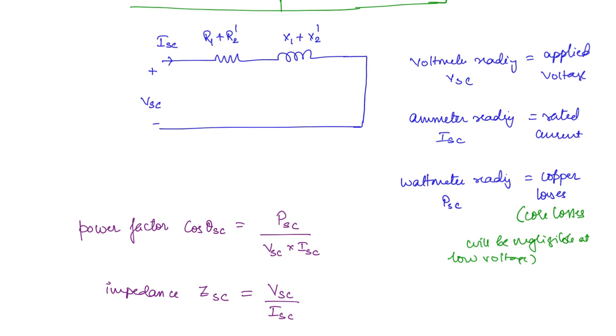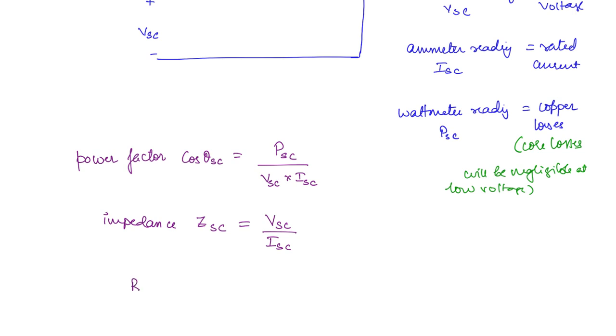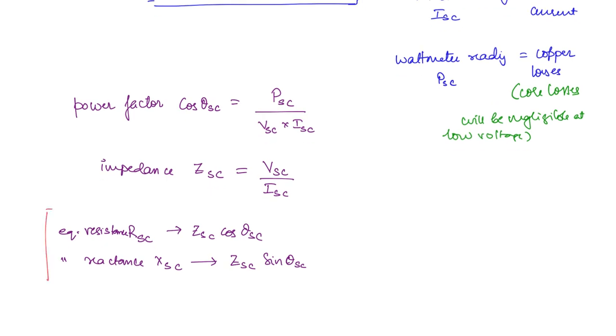So once you know the power factor and the impedance, then you can easily find out the resistance and reactance. It is a series branch, right? So in the series branch, the resistance is going to be the equivalent resistance RSC, which is ZSC cos theta SC, and the equivalent reactance is going to be XSC, which is equal to ZSC into sin theta SC. So this is how you will get the series parameters.